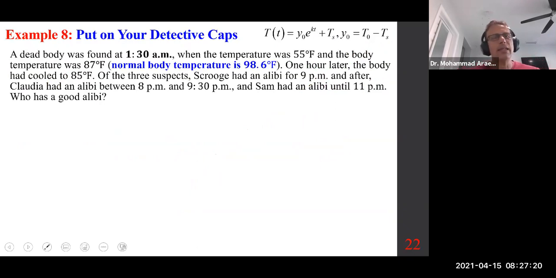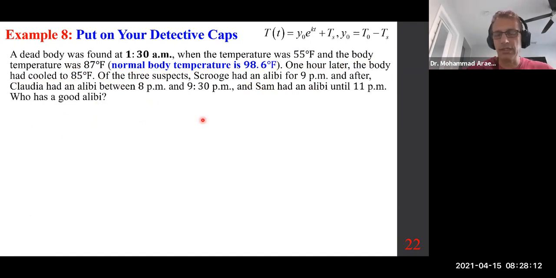Newton's law of cooling, I had given this in my PowerPoint, so let's quickly look at this. A dead body was found at 1:30 a.m. The temperature was 55 degrees, which is known as the surrounding temperature. The body temperature is 87 degrees. So what do they do? When the forensic team shows up in order to estimate the time of death, they wait some time, for example, in this case, 1 hour, and they measure the temperature again. Now it's 85 degrees. They can do the calculation and estimate the time of death. So we are going to do that. And then from there, we're going to see who is probably at fault.